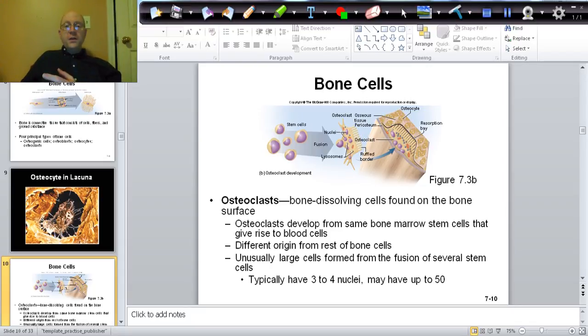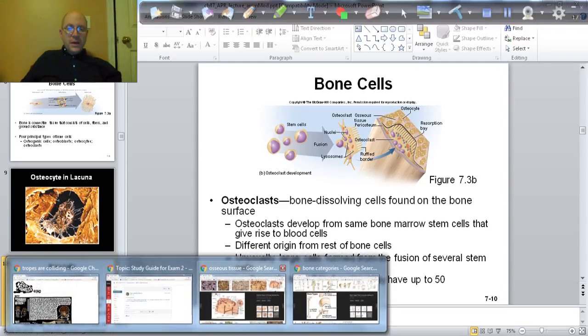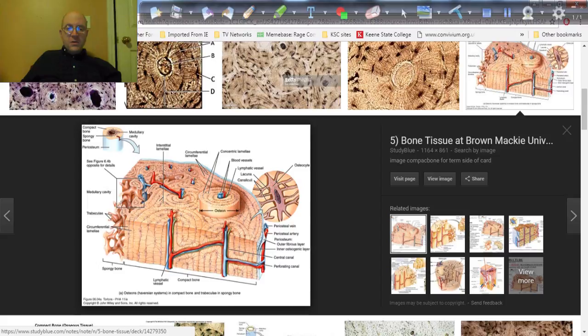So you can find osteoclasts pretty much the same places that you can find osteogenic cells, meaning they're going to be on every bony surface. They will be underneath the periosteum. They will be underneath the endosteum, but they won't be there in the same number as the osteogenic cells.